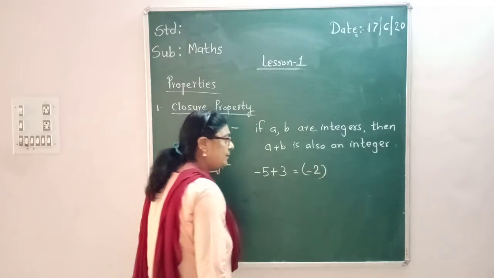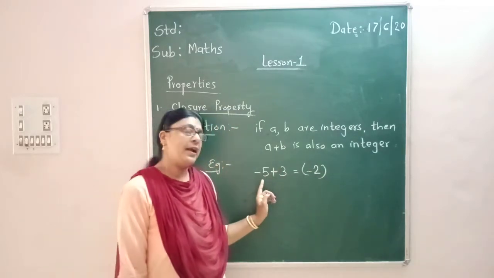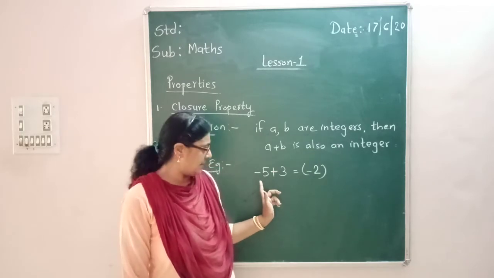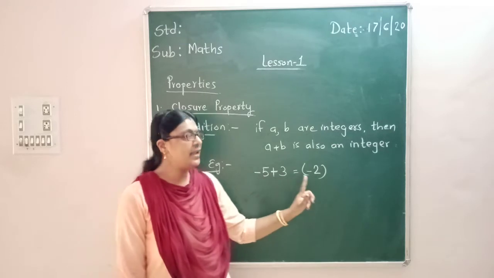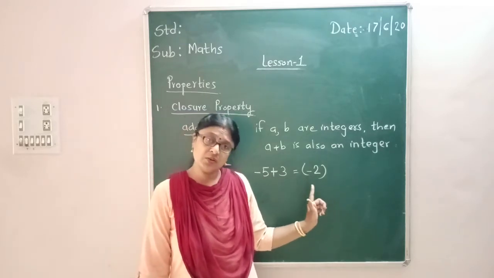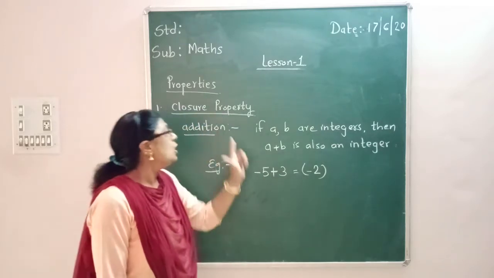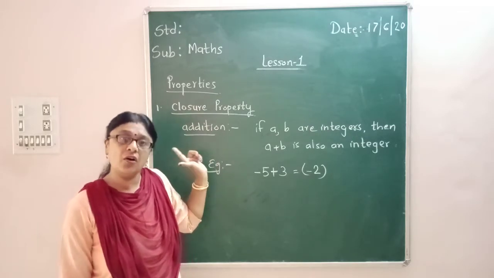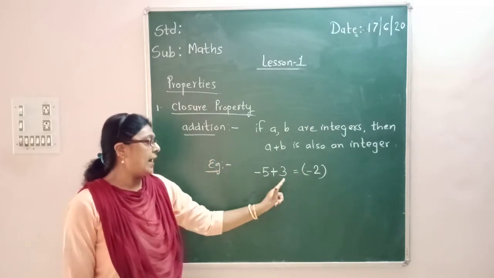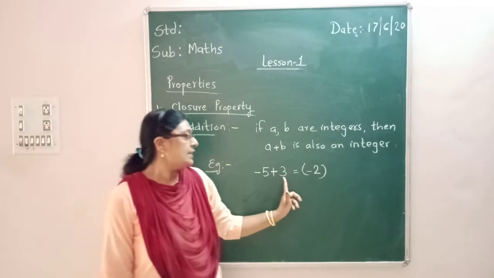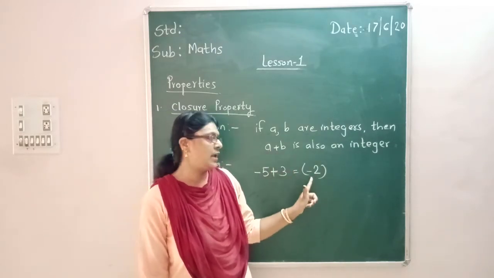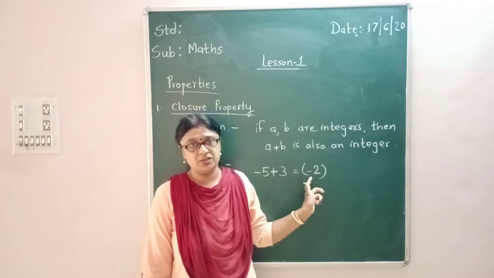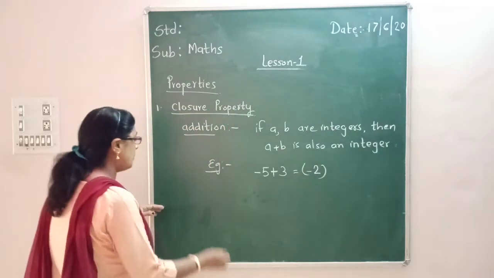Okay, so here we have to check. -5, is it an integer? Yes. 3, is it an integer? Yes. When I add, I get the answer as -2. Is that also an integer? Yes. So, closure property for addition of integers is that when you add two integers, then the answer, that is A plus B, whatever A plus B you get, that is also an integer. Okay? Now, closure property for subtraction.